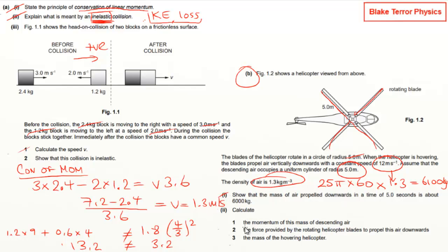Now we need to calculate the momentum of this mass of descending air. So that's going to be the mass times the velocity. So 12 times that. Sorry, that's the mass. The velocity is 12. So 12 times our 6127 gives us 73523.